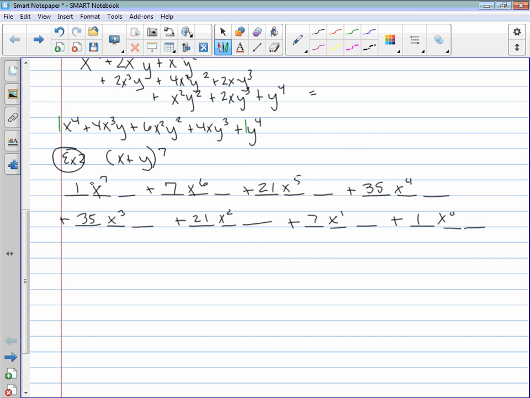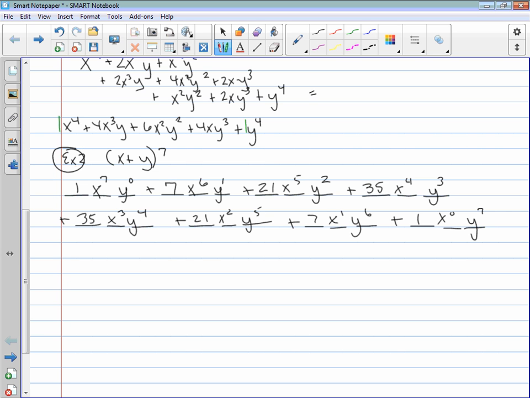Y's, we need to go up, but we don't start at 1. You have to start at 0. So if it helps you, put it at 0 there. And then you've got y to the 1st power, y to the 2nd power, y to the 3rd, y to the 4th, y to the 5th, y to the 6th, and y to the 7th. Now that looks a little gross.